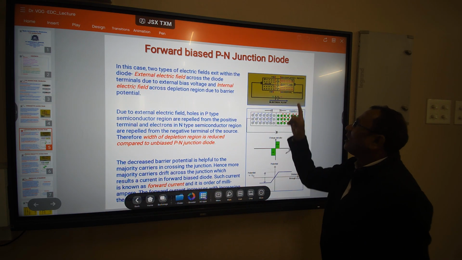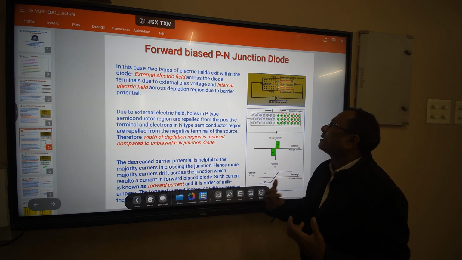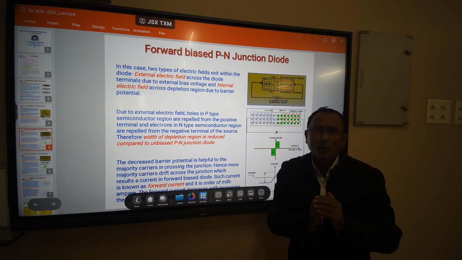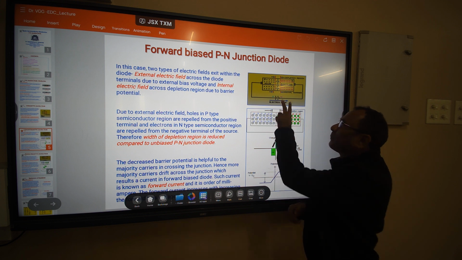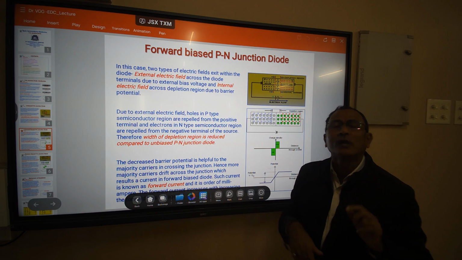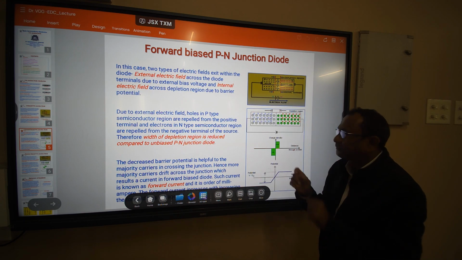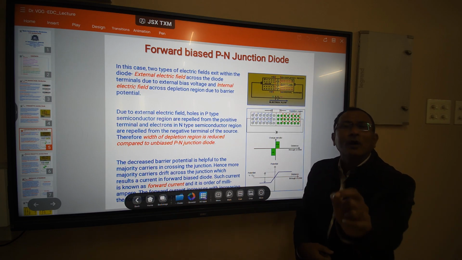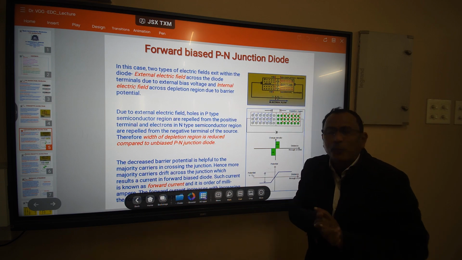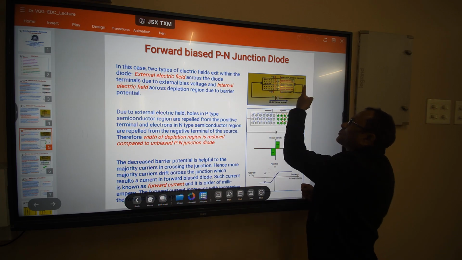Now, what will happen? If more energy is provided to the electrons, they will be more excited and will try to reach this side. But one thing must be taken care of: for the silicon diode, this depletion region is 0.7 volt, and for the germanium diode, it is 0.3 volt. So how much potential will we have to apply here? We will have to apply a potential more than this depletion region. Then only it is possible that these charge carriers will reach from this end to this end, and holes will reach from this end to this end.